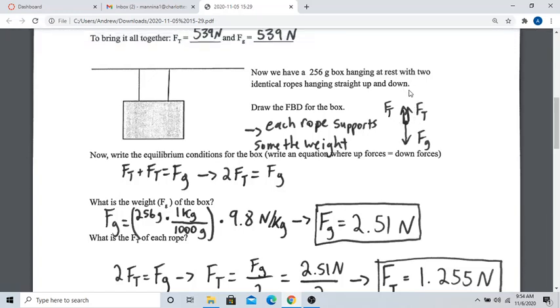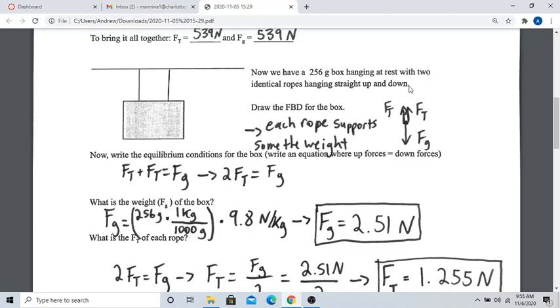Now, if these ropes are identical and they're both hanging straight up and down, we can think about this as each rope basically supporting some of the weight of the box. And specifically, we can pretty much think about it as they're probably each holding up half the weight of the box. All right, they're going to share the weight here. So that leads nicely into the next piece, which is that we want to write our equilibrium conditions, or our balancing conditions. All right? And remember, that just means I want us to write an equation where all the up forces are going to equal all the down forces.